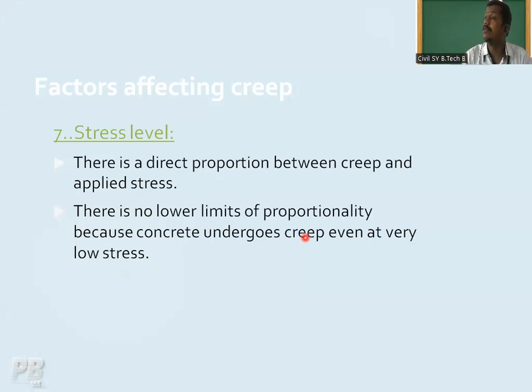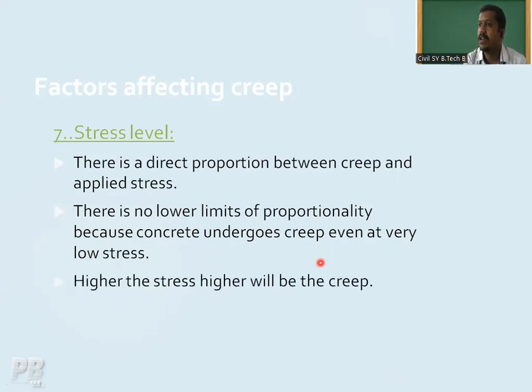As far as a building is concerned, we have to remove the load. We don't have any strategy. We have to reduce the intensity of the stress which is active. So there is no lower limit of proportionality because concrete undergoes creep even at very low stress. Always remember, concrete undergoes creep even at very low stress. The intensity of the stress is very low, so the intensity or magnitude of creep should also be on the lower side. How much lower? We don't have any limit of proportionality for that.